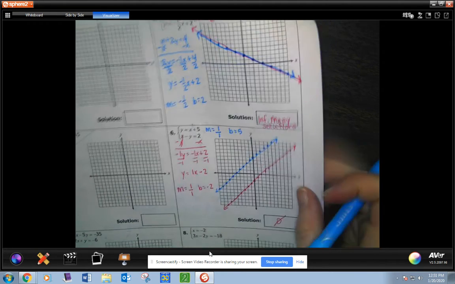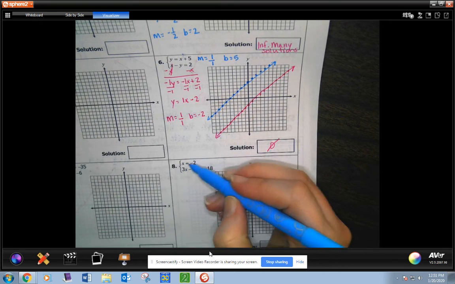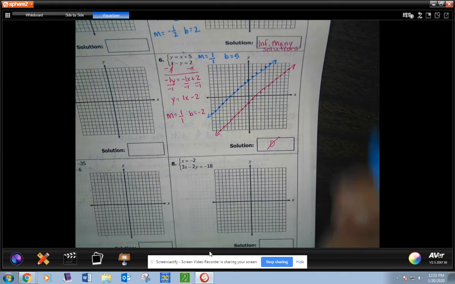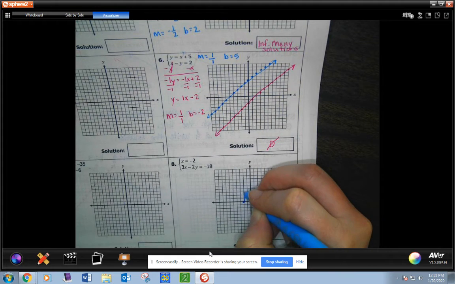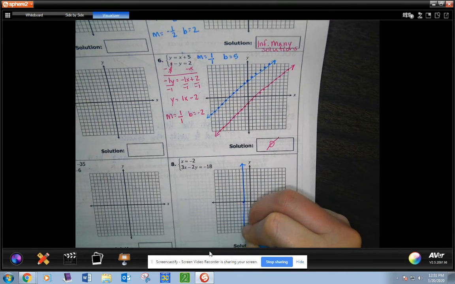Okay, for number 8, I have x equals -2. Now, since this is the only letter that's graph ready, I know we always want it in y equals, but I don't have a y. So we go to the x-axis at -2. And when it's x, we draw a vertical line. When it's y, we draw a horizontal line.